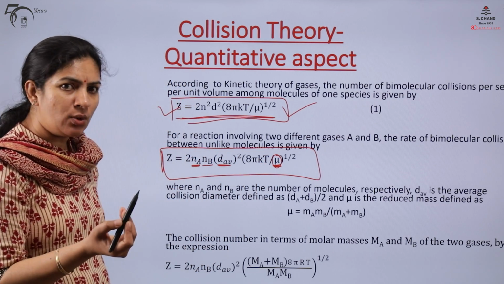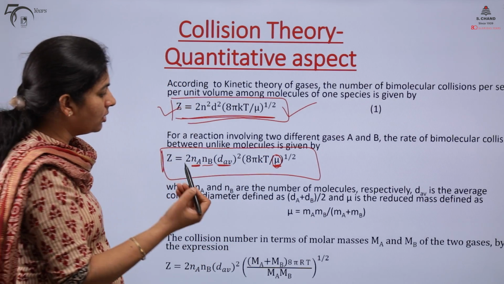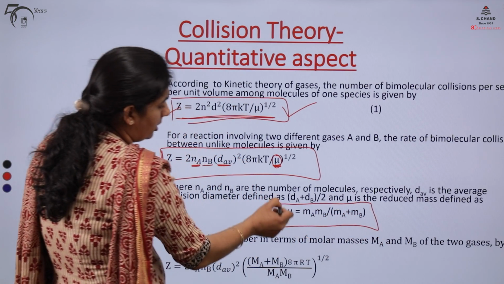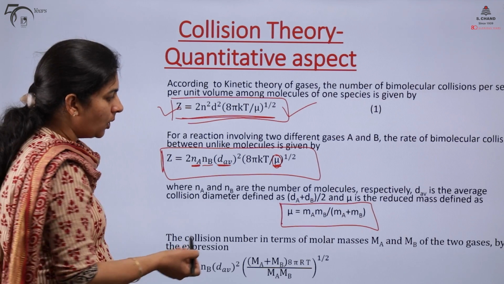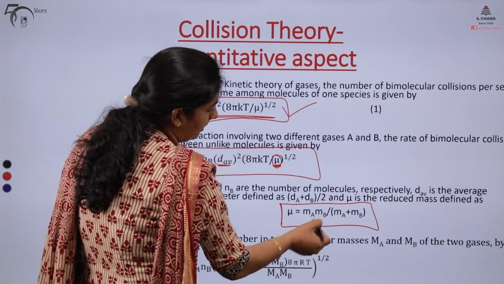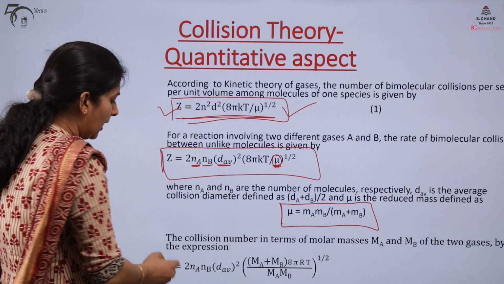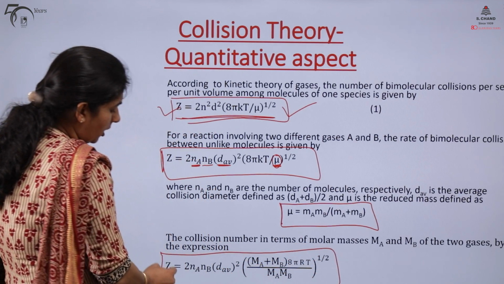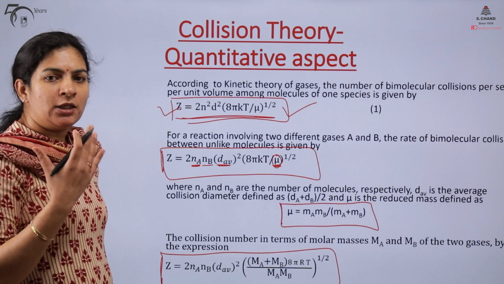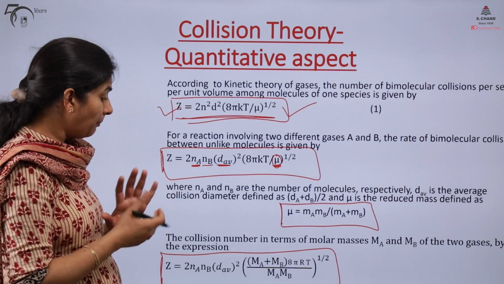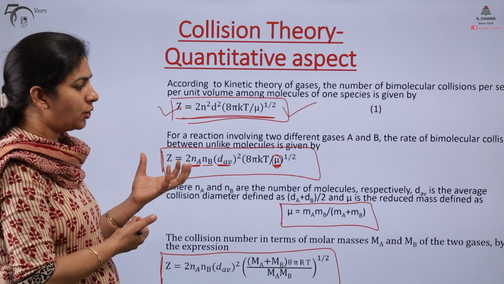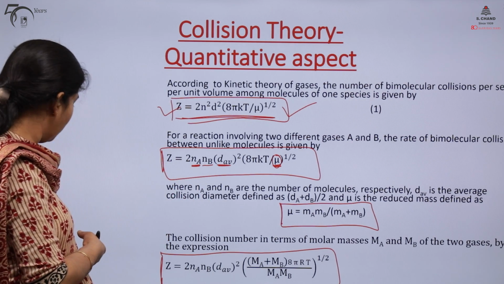So what is this mu? If we have different types of molecules, we would like to define here the effective mass. We call it reduced mass also, which is given by Ma Mb upon Ma plus Mb. Inserting this, we would have this final expression, which gives us correctly the number of collisions which happen at a particular temperature in unit volume per unit time.